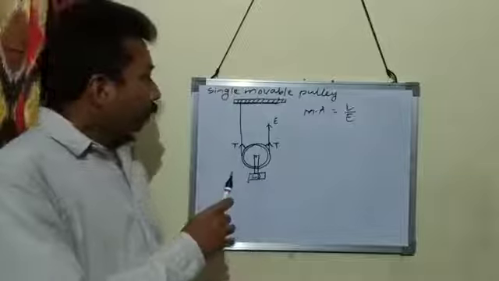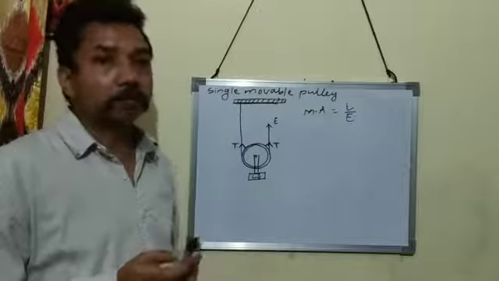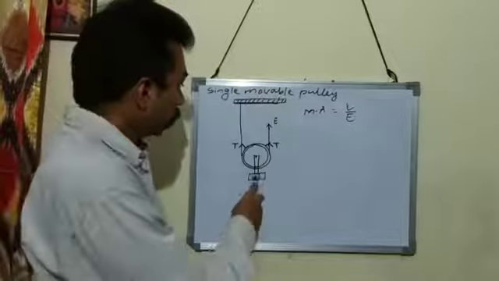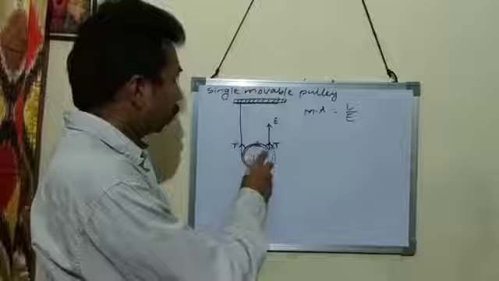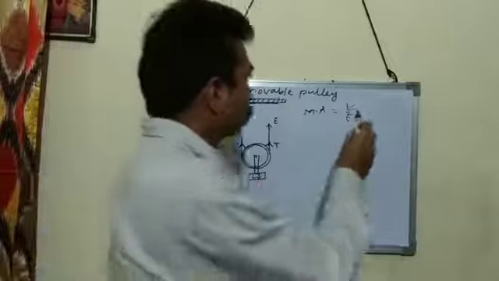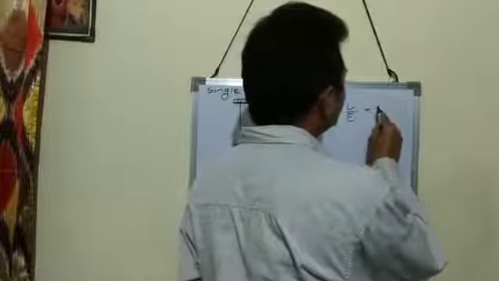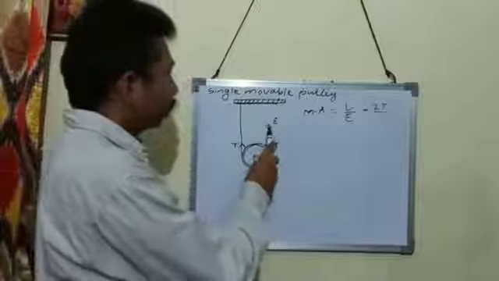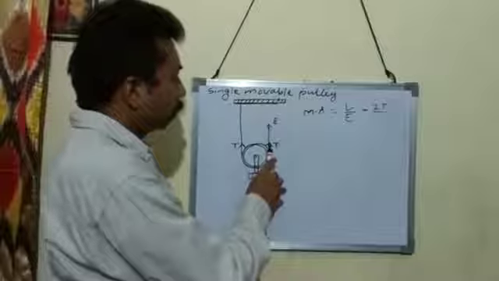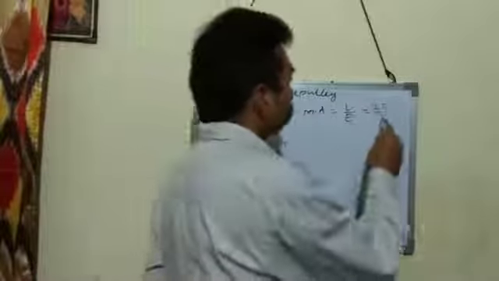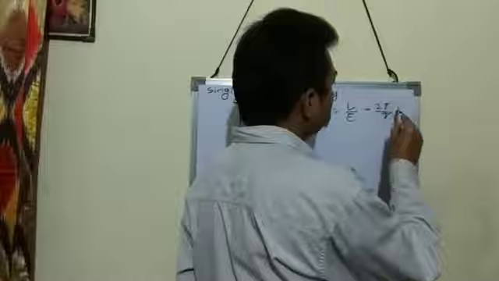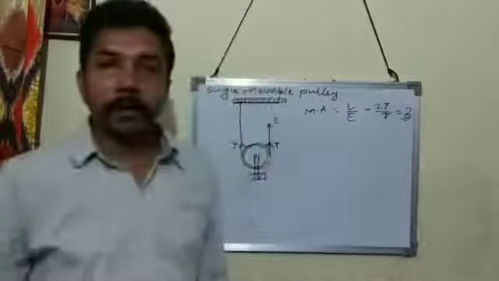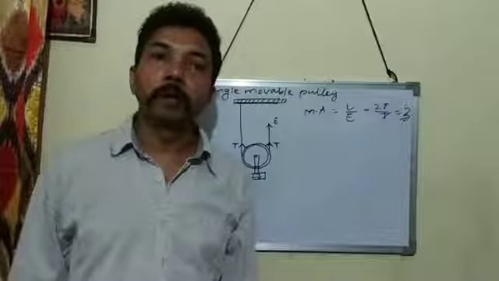Now, in the balanced position, this load is equal to T plus T. So load is equal to T plus T, which is equal to 2T, and effort is equal to this tension. So that is 2T upon T, equal to 2. So the mechanical advantage of a single movable pulley is 2.